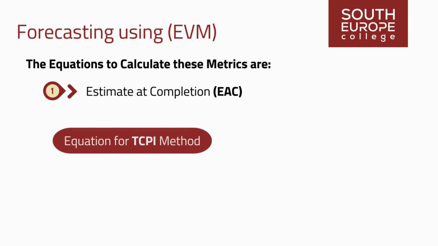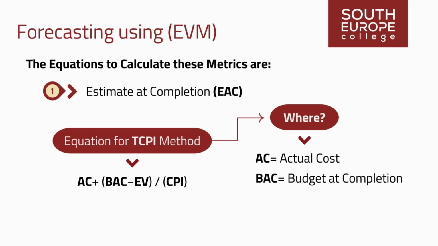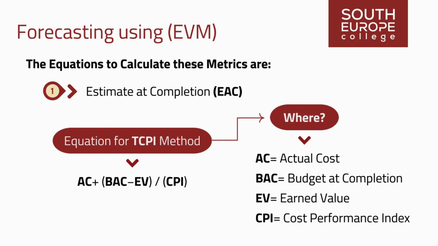The equation for TCPI method: EAC equals AC plus (BAC minus EV) divided by CPI, where AC equals actual cost incurred to date, BAC equals budget at completion, total budget for the project, EV equals earned value at the reporting period, CPI equals cost performance index. 2.